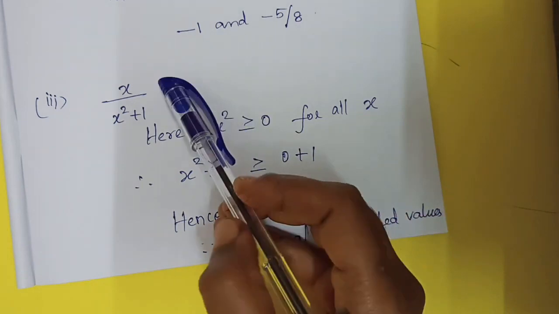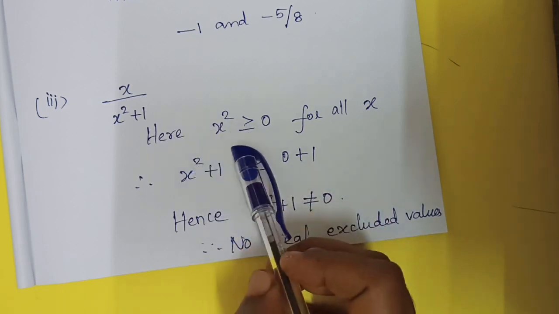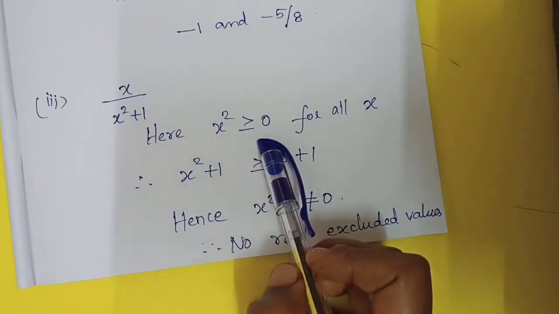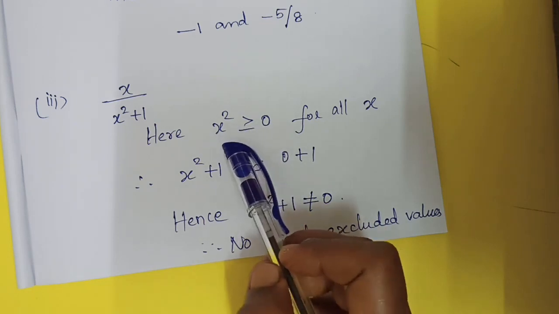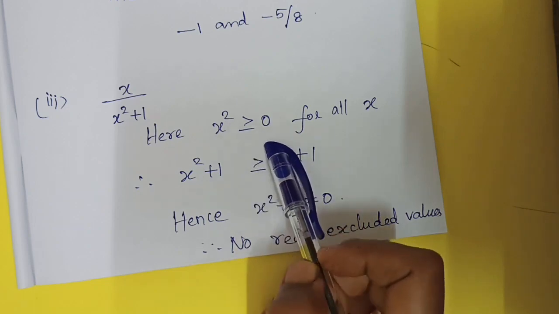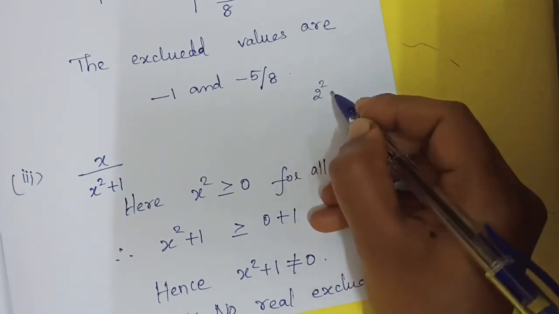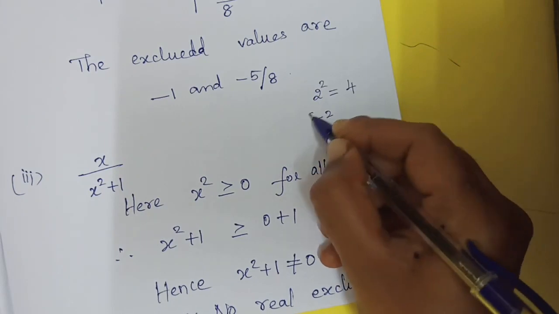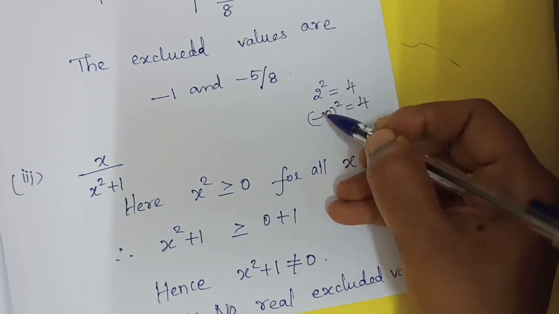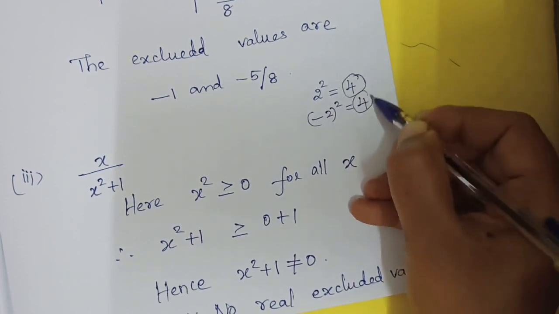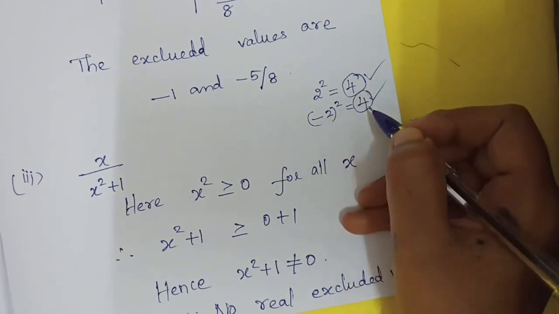Now see the third one. So x by (x square plus 1). Here, see here, x square is greater than or equal to 0 always. Why? x square means it is a perfect square number. Perfect square number should be a positive number. Correct? Because if we consider 2 square, what is the answer? 4. Minus 2 the whole square? Also 4. So even if it is a positive or negative number, the answer we are getting is positive only.